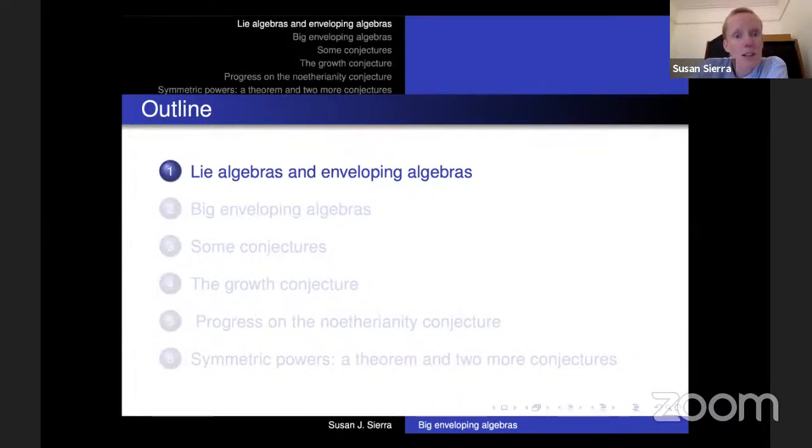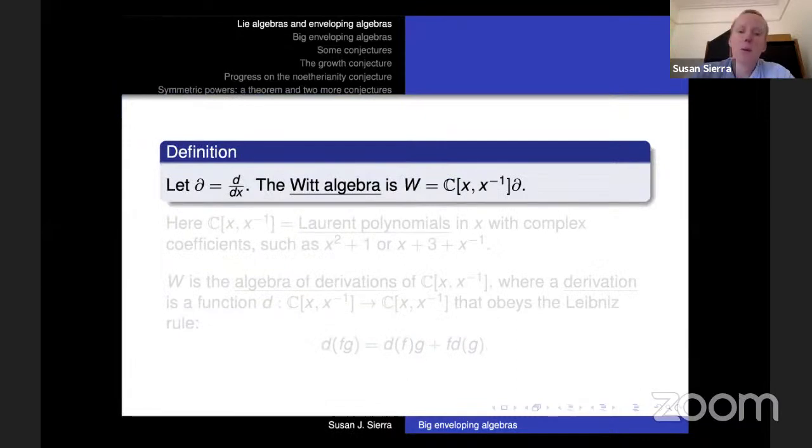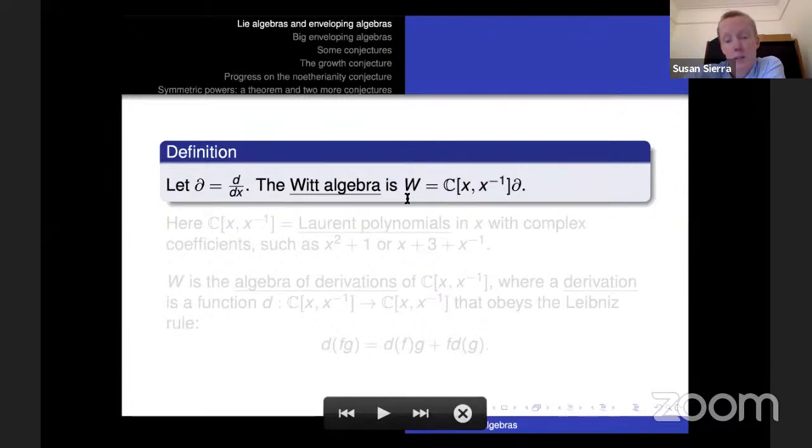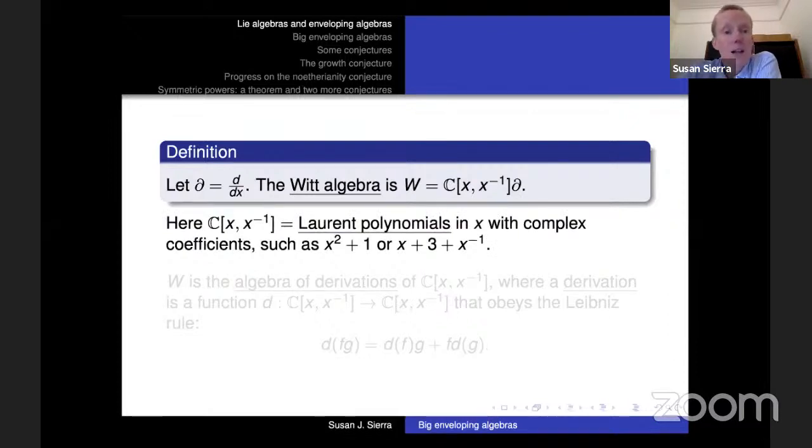So let me start by giving an example of what is going to be, in some sense, the hero of this talk. For me, the symbol del or partial is always going to mean differentiation by x. And the Witt algebra, which I always call W, is polynomials in x and x inverse times this del. Just as a reminder, polynomials in x and x inverse, what I mean here is Laurent polynomials in x with complex coefficients. So something like x plus 3 plus x inverse is an example.